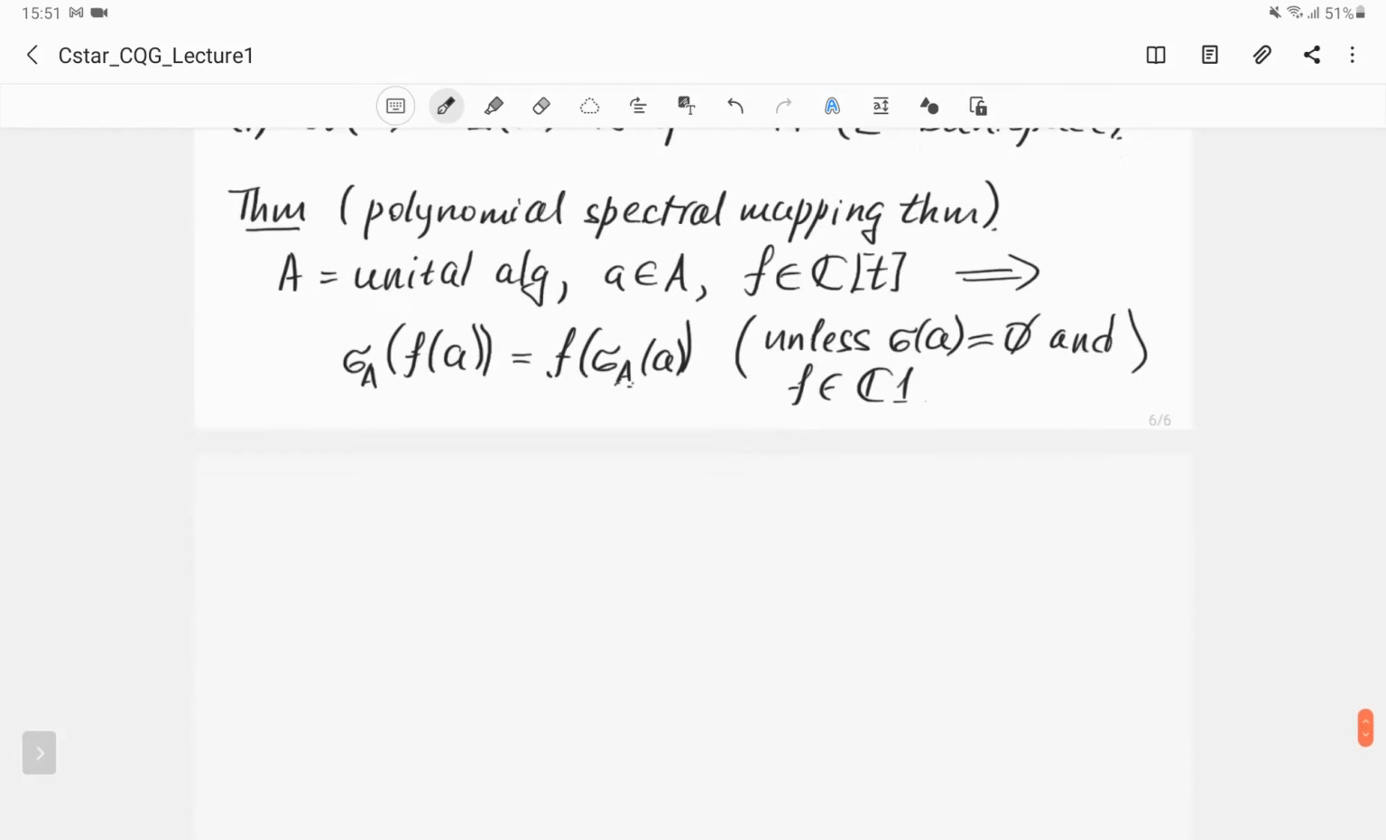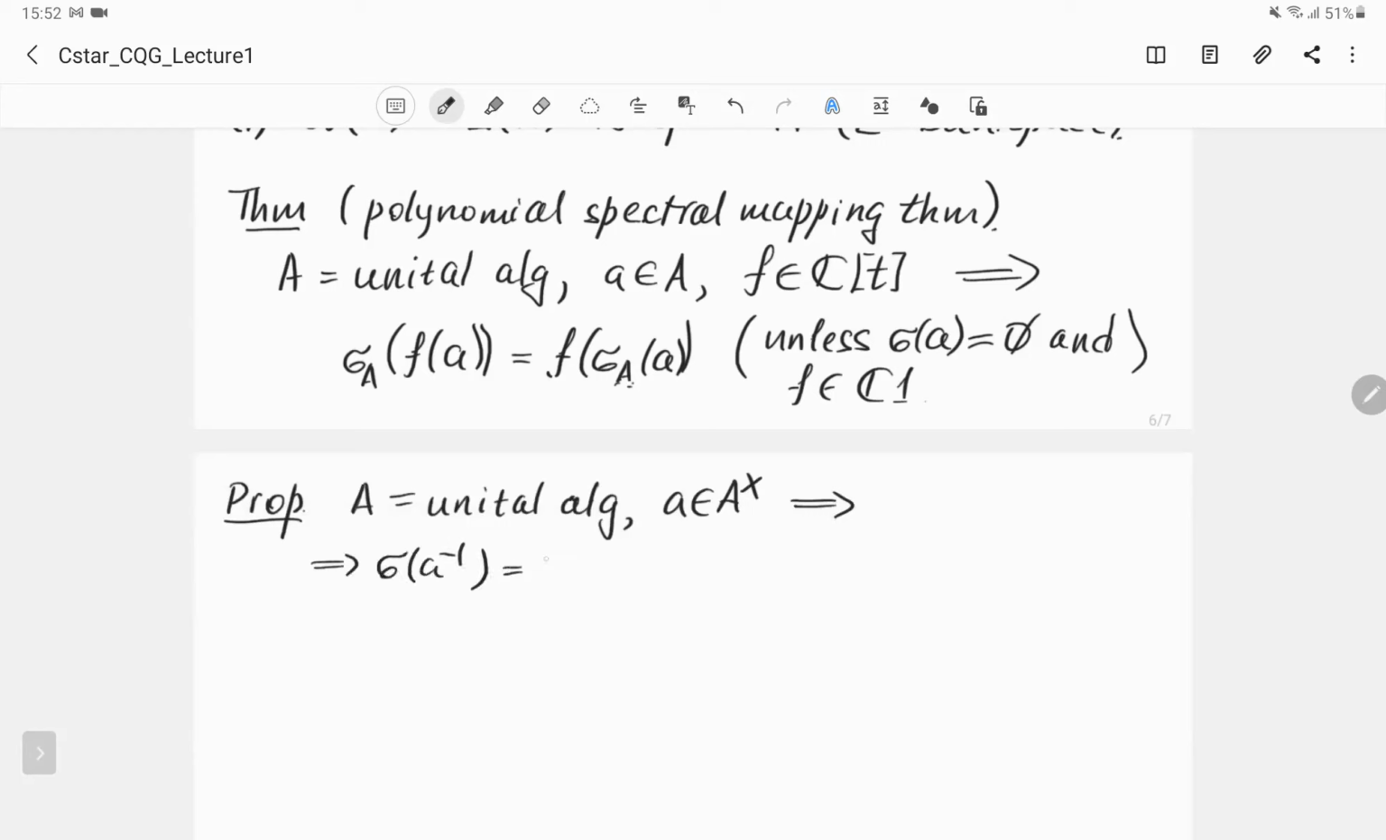Another closely related result is the following proposition, which gives us a formula for the spectrum of the inverse element. So if A is a unital algebra, and little a is an invertible element of A, then the spectrum of a inverse is given by the following formula. Here lambda runs over the spectrum of a.